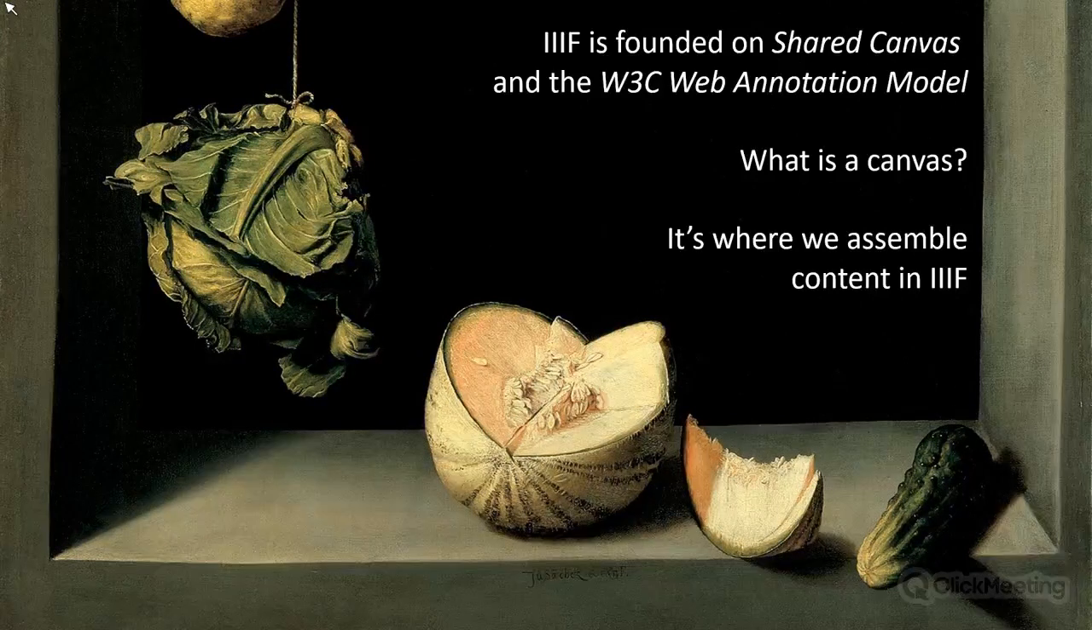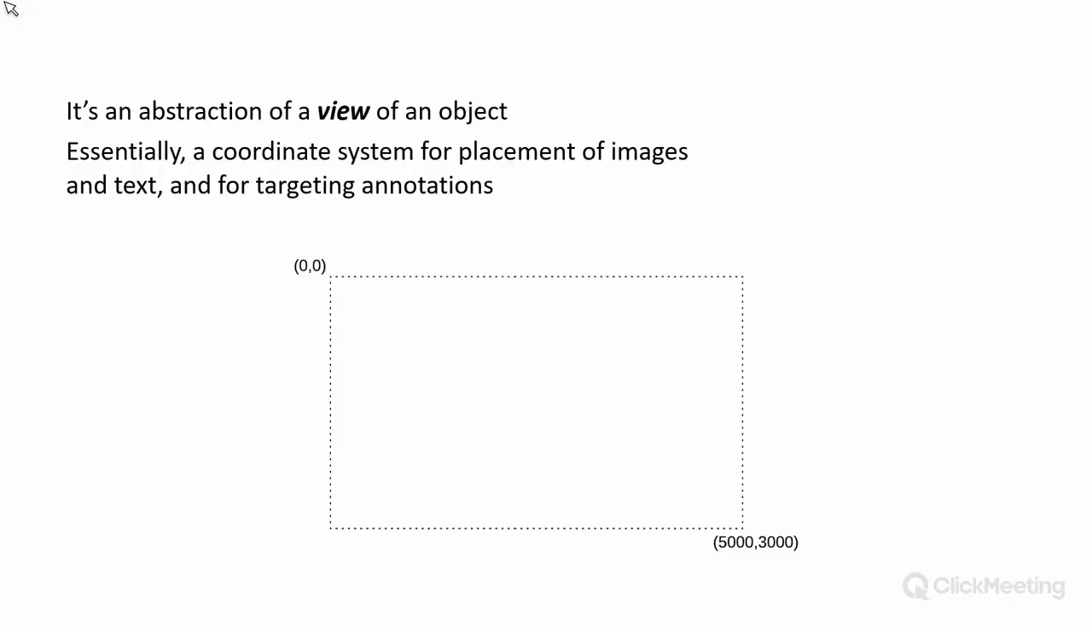Shared Canvas gives us our interoperable space for assembling content, and the Web Annotation model is how we link content into that space. And fundamentally, this is a canvas. If we're considering IIIF for 2D objects such as book pages or paintings or manuscript pages or maps, then a canvas is basically a pair of numbers that just define a coordinate system for that object.